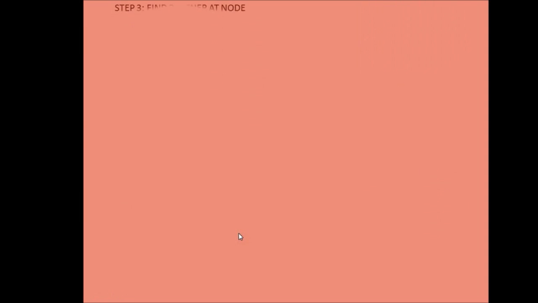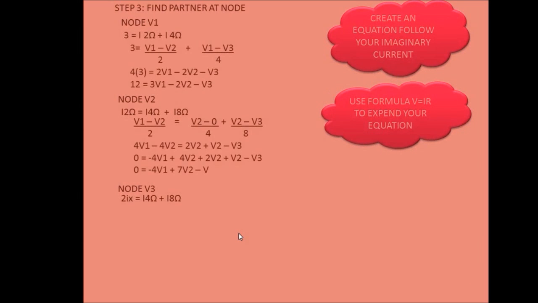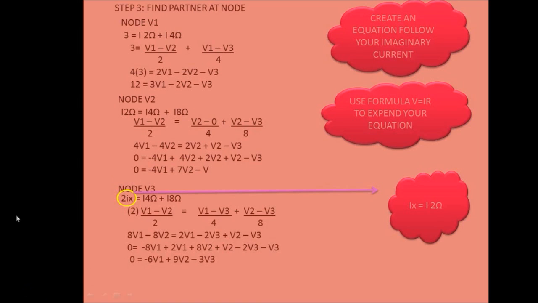Use Ohm's law, V equals IR, to expand your equation. I2 ohm is equal to V1 minus V2 over 2. 2 is the value of the resistor, V1 minus V2 is the node voltage difference, and the rest is your mathematical calculation. This is for node 3 that has 2Ix. Ix is equal to I2 ohm, so the value 2 is multiplied by I2 ohm.